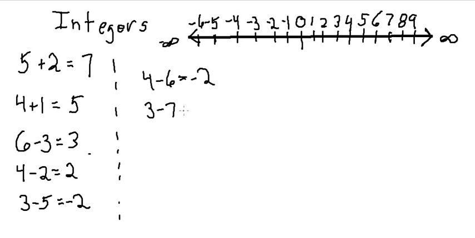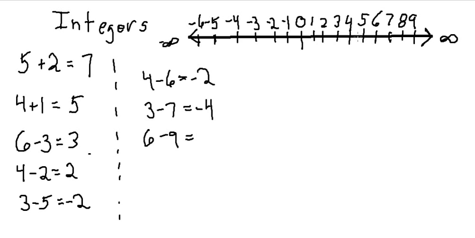3 minus 7. 3, 1, 2, 3, 5, 6, 7. Negative 4. And we can try another one. 6 minus 9. And we can follow along. So 6, 1, 2, 3, 4, 5, 6. That's a lot of counting.